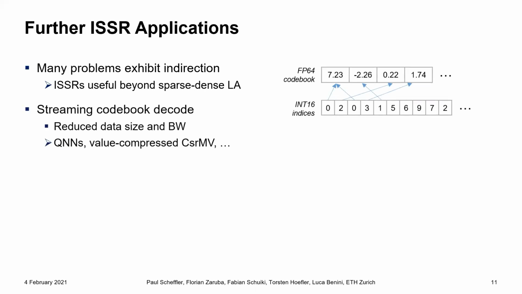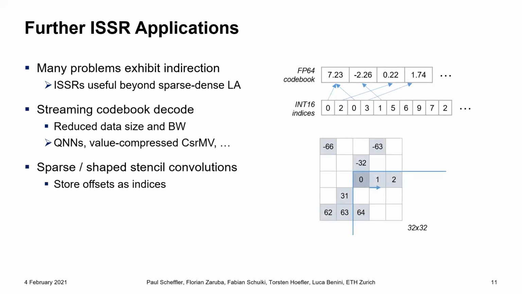So, for example, we could do a streaming codebook decode, which is shown here. Here we have a codebook where we have high precision 64-bit values, which are pointed to by 16-bit indices, and this helps reduce data size and bandwidth. And this could be applied, for example, to quantized neural networks, value compressed CSRMV, or any other problem that is quantized or compressed.